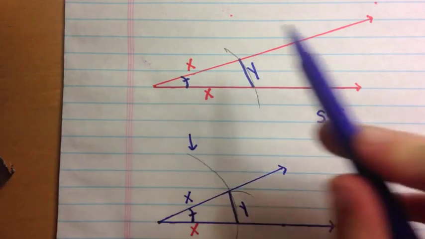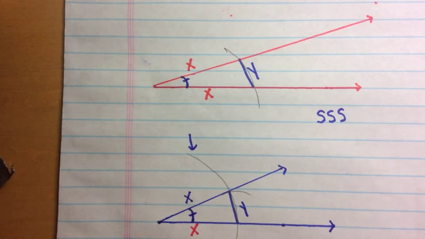So using all of the steps that I just walked us through, I am sure that the two angles that I have constructed are congruent.